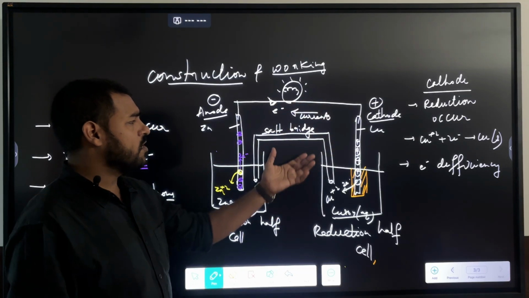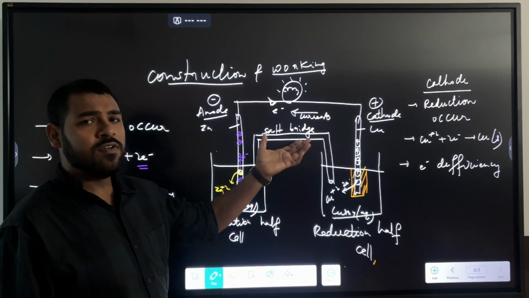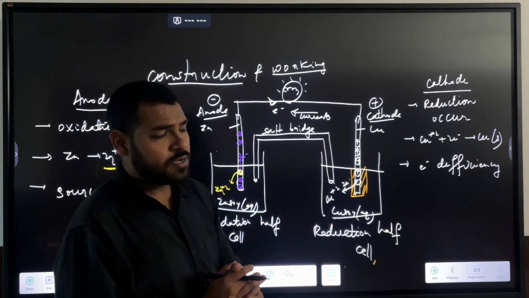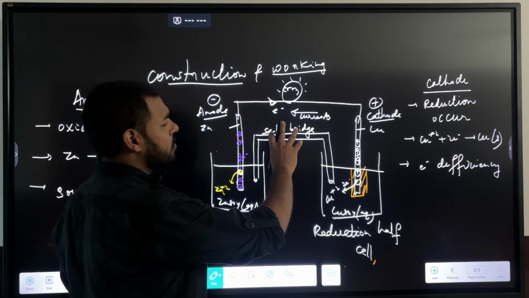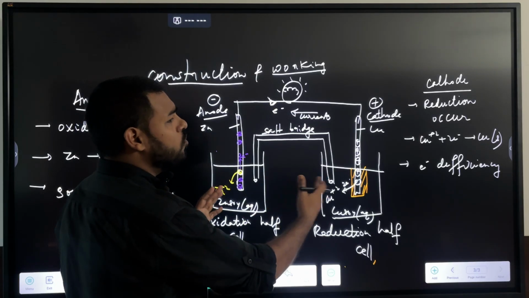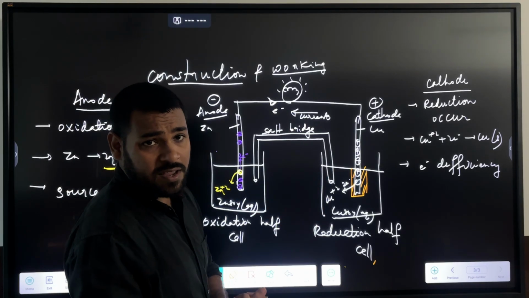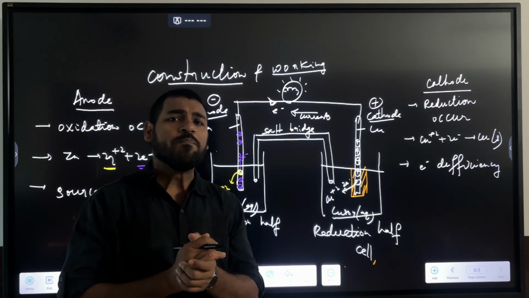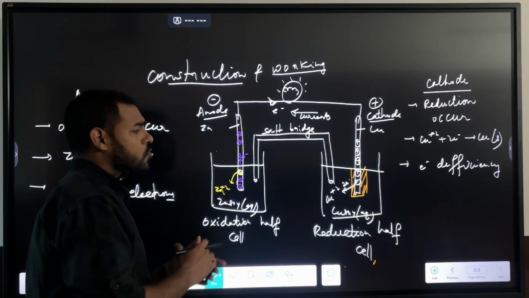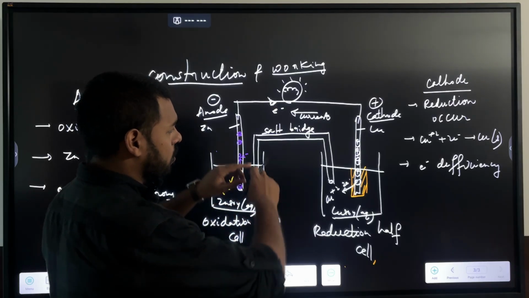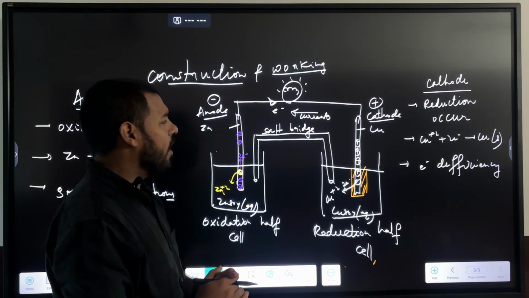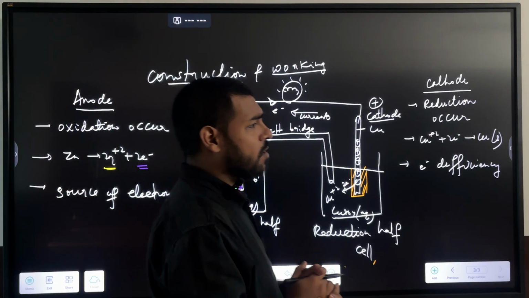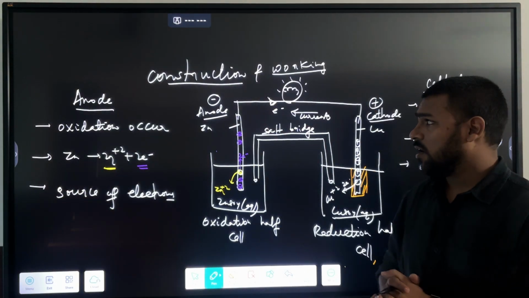Now what is the use of the salt bridge? The salt bridge helps in completing the circuit, because when we don't have the salt bridge, these two beakers will not be connected, and this means the circuit will be broken. So to complete this circuit, we have the salt bridge. So this is the basic working of the galvanic cell.